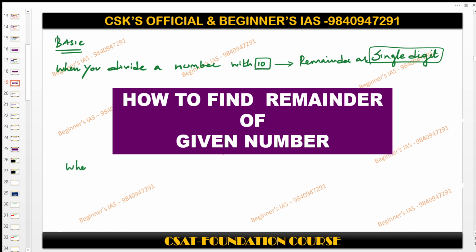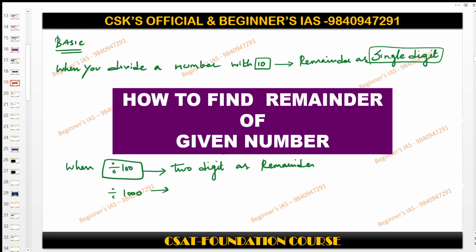Now same, when divided by 100, you will get a 2 digit remainder. When you divide with 1000, you will get a 3 digit remainder. So this is the basic type you need to know.